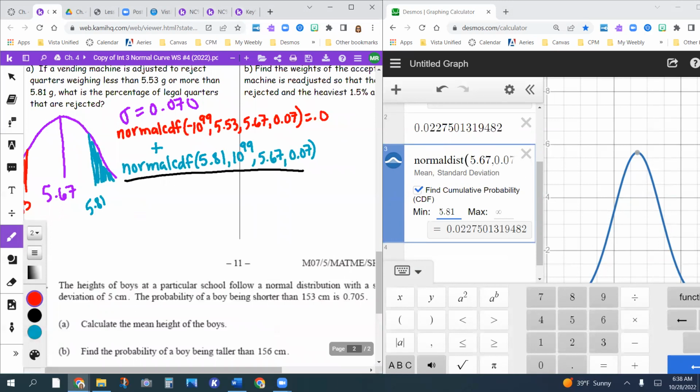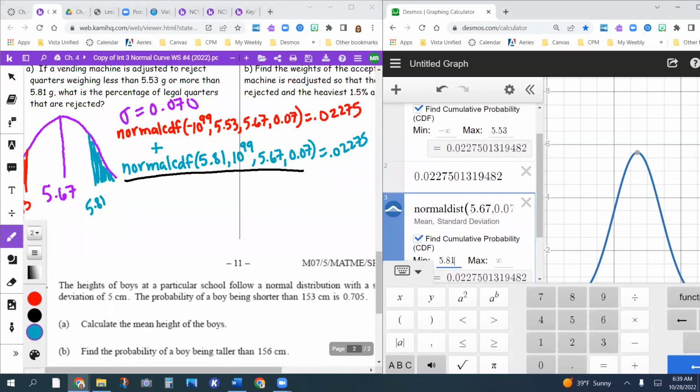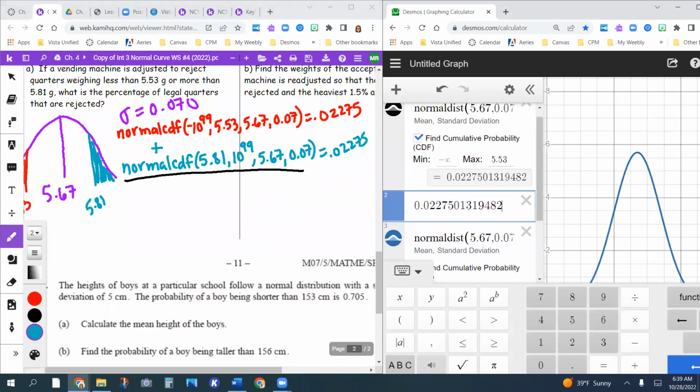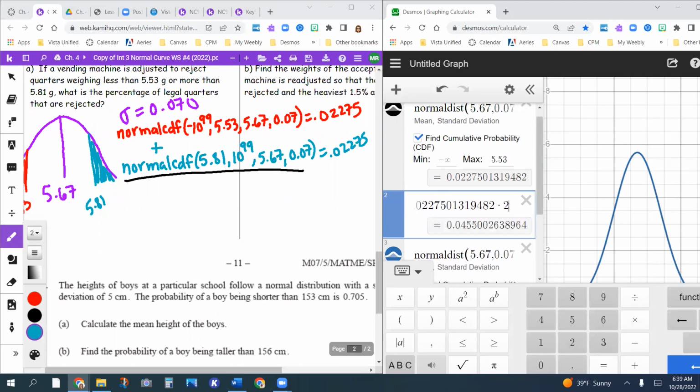0.02, 0.02. They want percentages, so let's say 0.02275. And this one was also 0.02275. And so when I basically double that, okay, I'm going to times it by 2. Okay, I'm going to end up with my answer being about a 0.0455. So that's going to be about 4.55%.